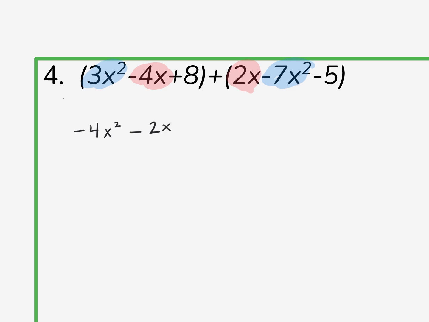And finally, I'm going to look at my constants. So this one, I have, whoops, wrong color. I have an 8, and I have a -5. So I could say 8 plus a -5, or I could say 8 minus 5. 8 minus 5 is 3. So it's going to be a +3. And that one is done. That would be your final answer for that one.